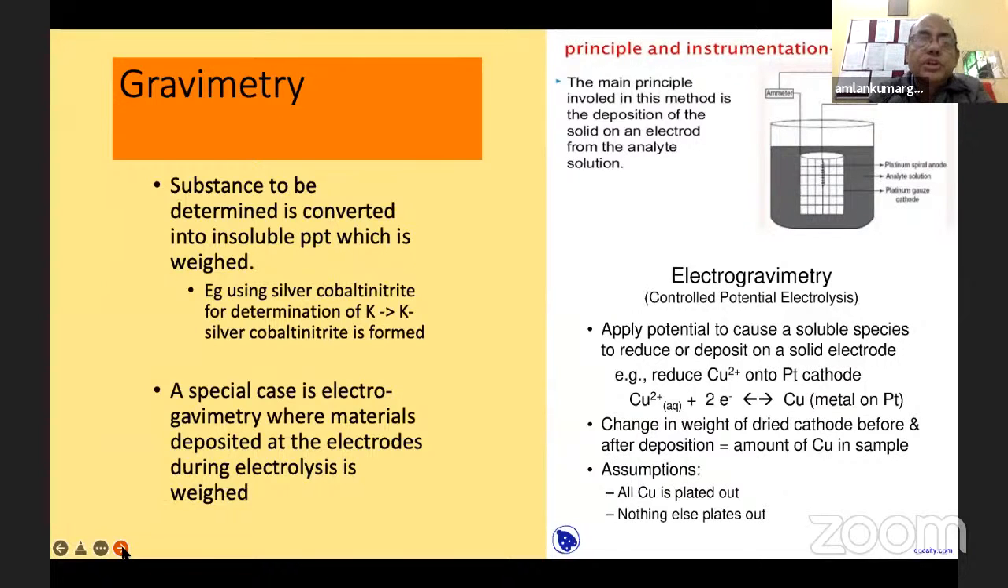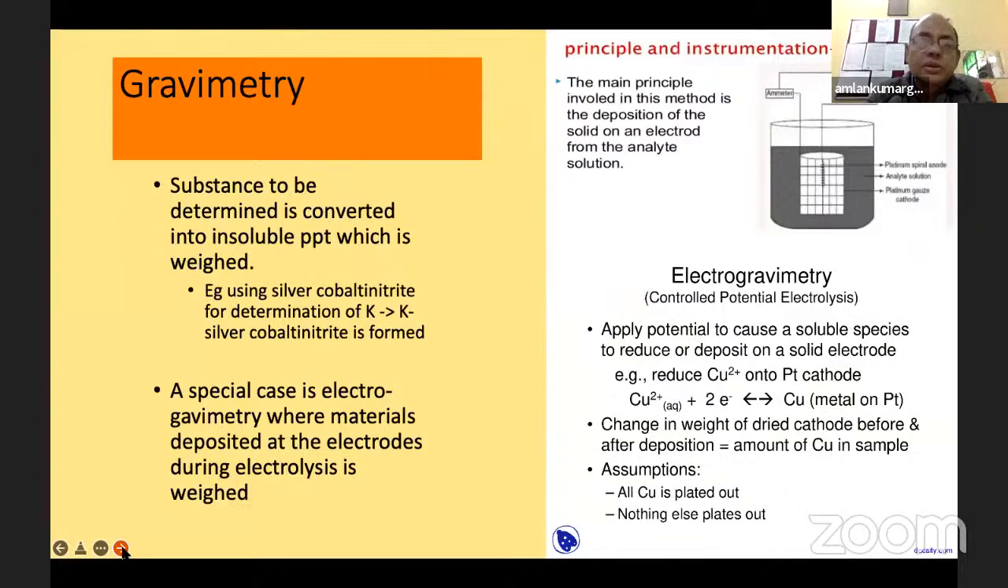For example, potassium, before the invention of, say, the flame photometer, traditionally would be determined using gravimetry by combining potassium with sodium cobaltinitrate, where potassium cobaltinitrate is formed, which is an insoluble precipitate. This insoluble precipitate is washed, dried and then weighed. So from the weight of the potassium cobaltinitrate, we can find out how much potassium is there. Similarly, for sulfur also we can do the same thing. You know that sulfur precipitates as sulfate, so you can precipitate it, dry that precipitate, weigh it, and find out how much sulfur is present.